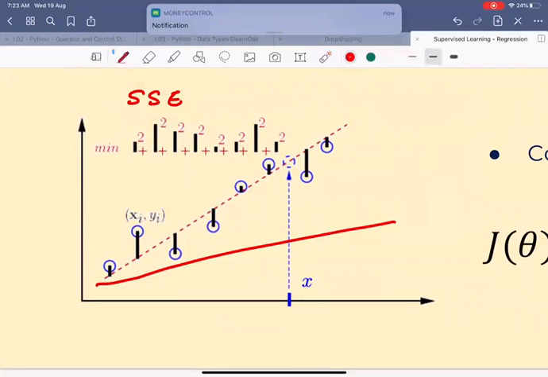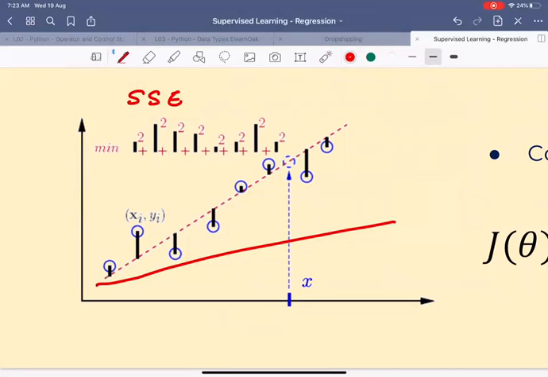Similar to SSE, we also have methods like MSE. Can you guess what MSE could mean? Mean square error. Excellent. And then we have something called RMSE. Can you guess this one also? Root mean square error. Excellent, exactly. So we have the sum of square errors.